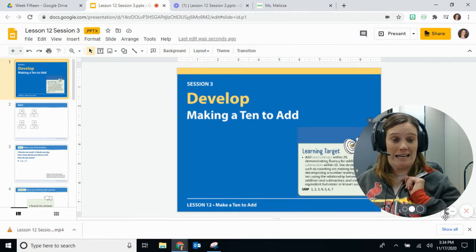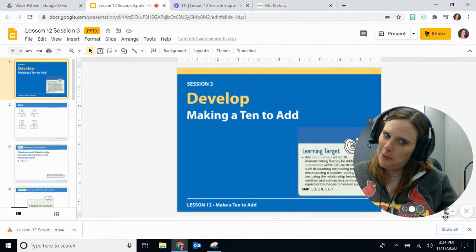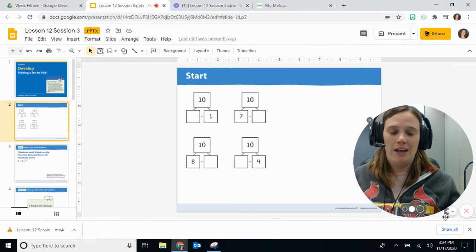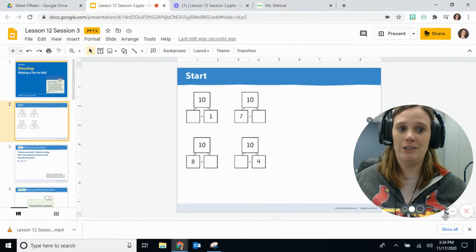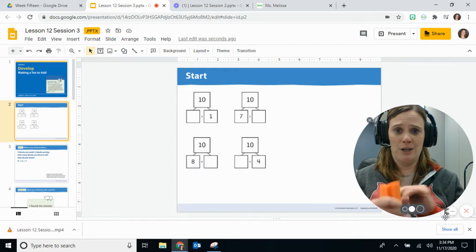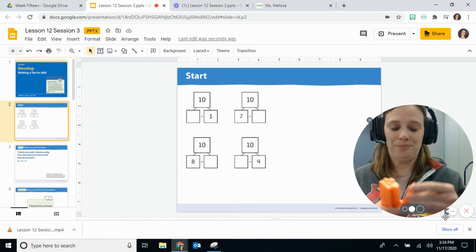We're still adding past 10, those teen numbers, but we're going to add a number bond. Very interesting. Let's see how we're going to do this. Your warm-up today is something you've already done. You're very familiar with it. Look, 10 is at the top of all of your number bonds. So we can use these just like we did for that game the other day.